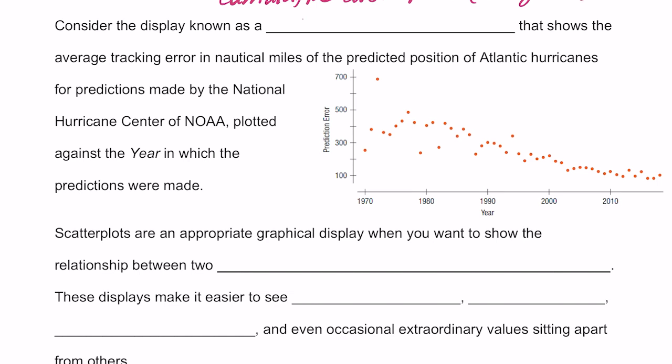Now we're going to look at two quantitative variables. So we have bivariate data that's quantitative. And in order to graph that, we need another specific type of graph, which is the scatter plot.